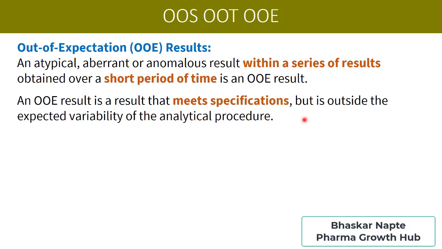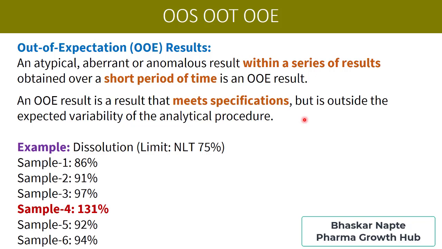Let me explain with the help of an example now. Here is the case of a drug product for a dissolution parameter, and the limit is how much? Not less than 75%. Now look at sample number 1 or unit number 1. It is 86% drug release. Sample number 2 got 91%. Sample number 3 got 97%. Sample number 4 got 131%.